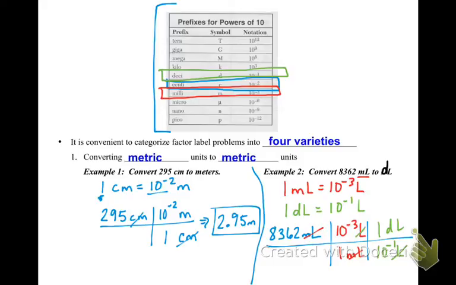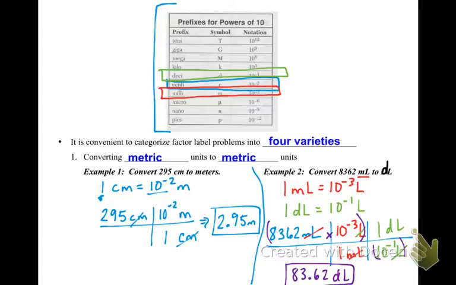So 8362 times 10 to the negative third, and we divide that by 10 to the negative 1, and we get our final answer of 83.62 deciliters.